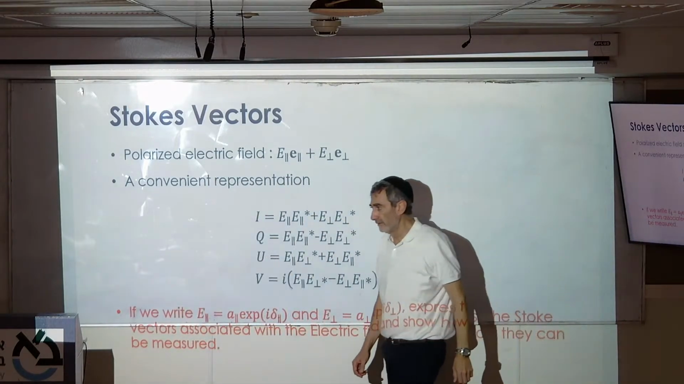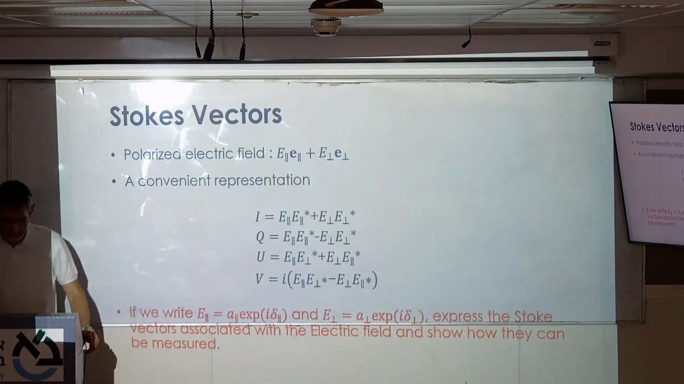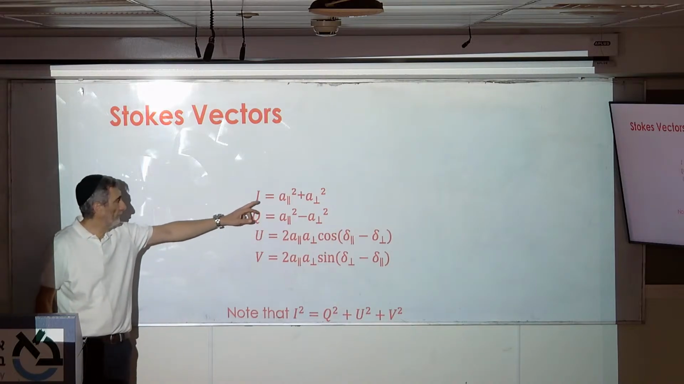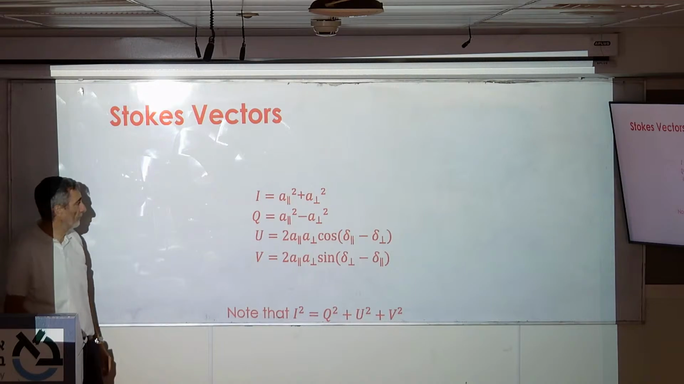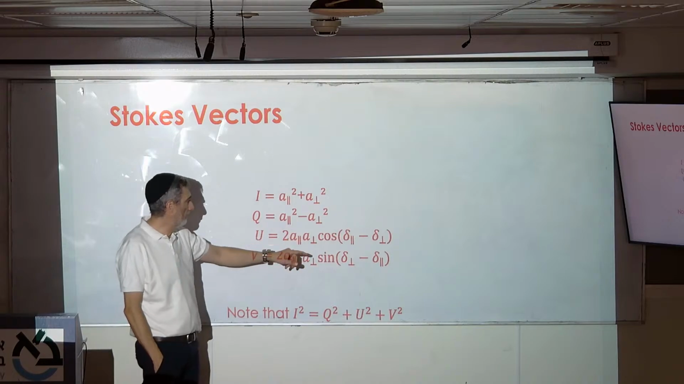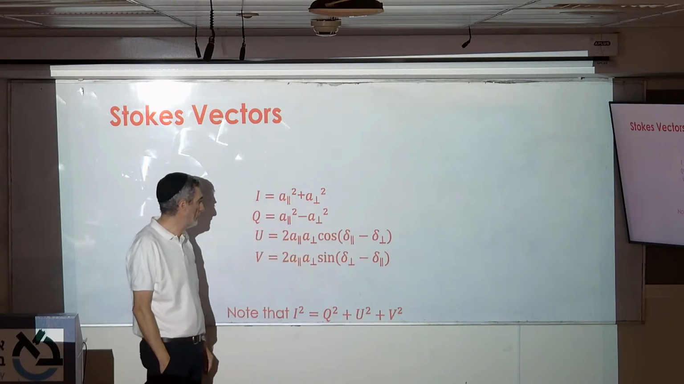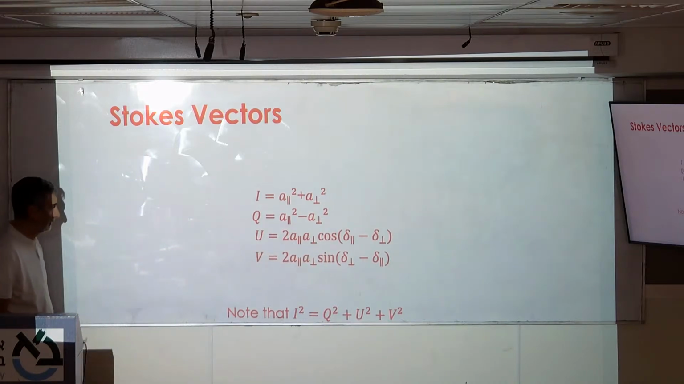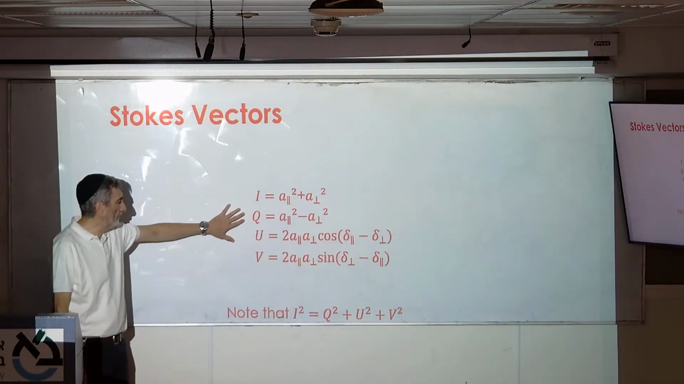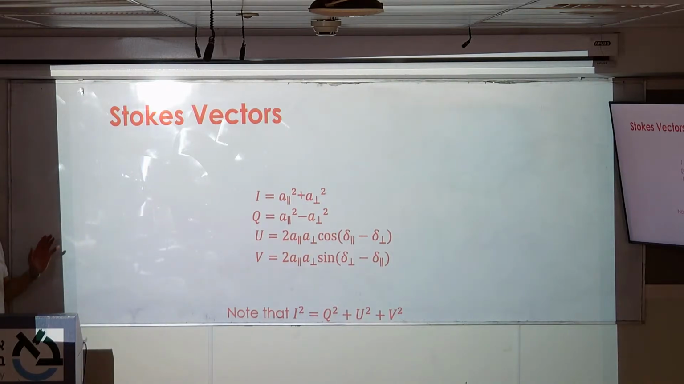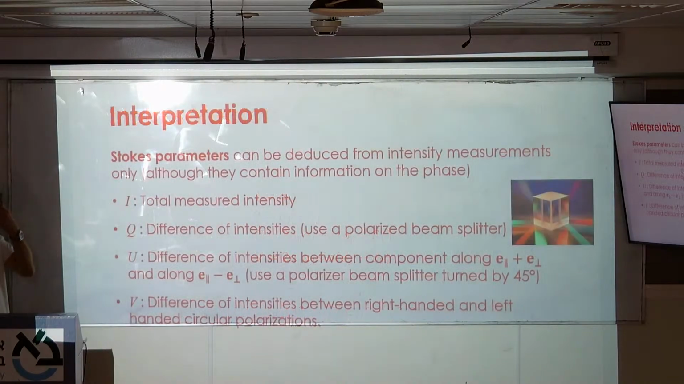Okay? Actually, those 4 parameters are not independent. I square is the sum of the 3 others. So there are actually only 3 which are independent. But all of them can be measured. So let's see the interpretation here. Stokes parameters can be deduced from intensity measurements only, although they contain information on the phase. So I, very easy. I is just simply the total intensity that you can measure directly with the detector. Q is the difference of intensity of the 2 polarizations.